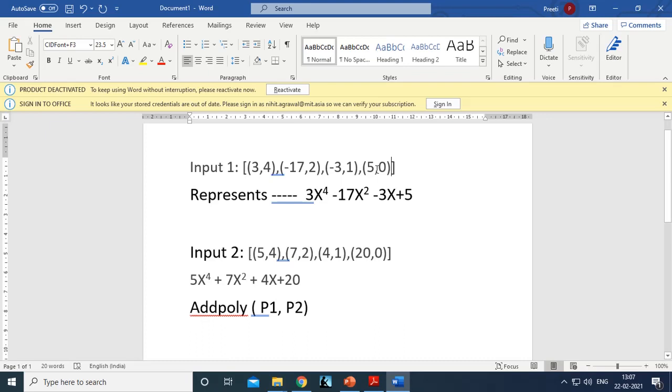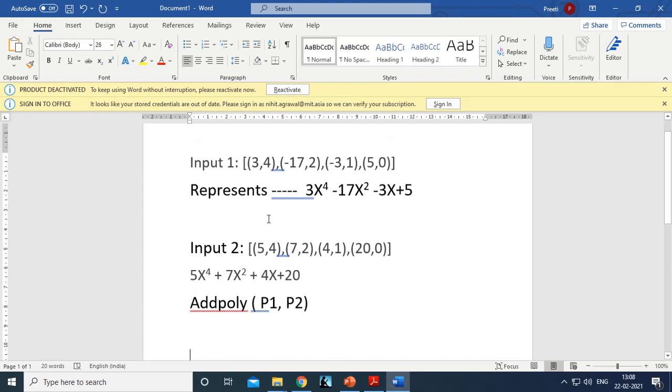You can declare the inputs, hard code the inputs, then try to solve the problem, and then you can try taking the input. So what should add poly do? Add poly should add the coefficients of similar x terms.